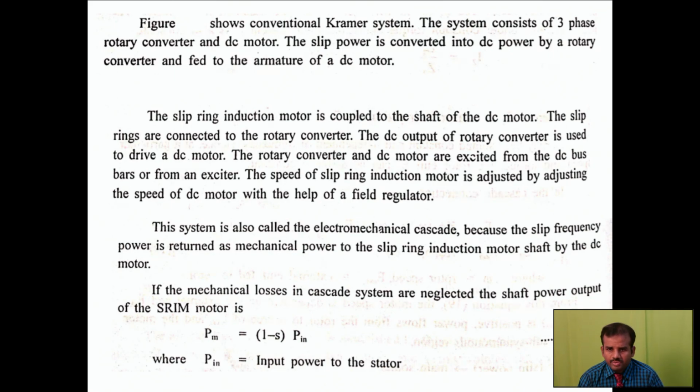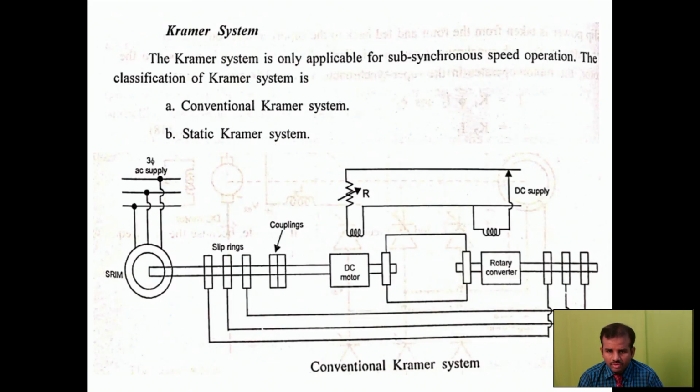Okay, and then the speed of the slip ring induction motor is adjusted by adjusting the speed of the DC motor. The speed of the slip ring induction motor can be adjusted by using this DC motor. You have to vary this field regulator to control the speed of the DC motor. The DC motor and the slip ring induction motor are coupled. So if the DC motor speed is controlled, automatically the slip ring induction motor speed is also controlled by varying the field regulator R.